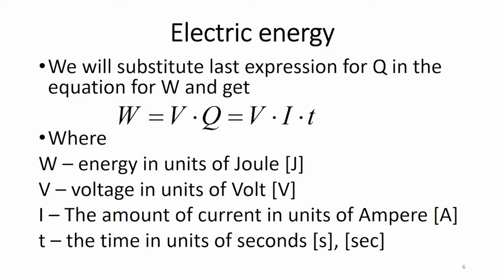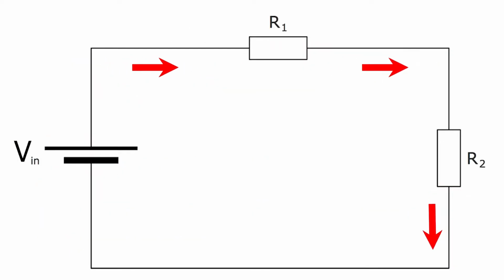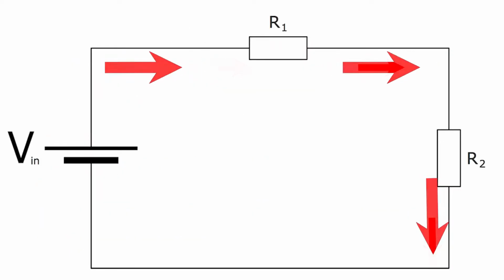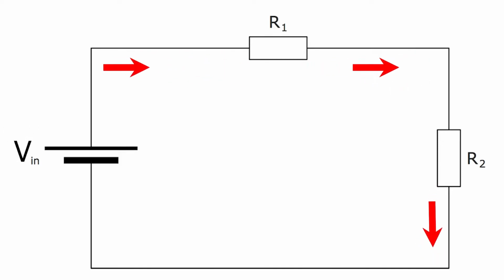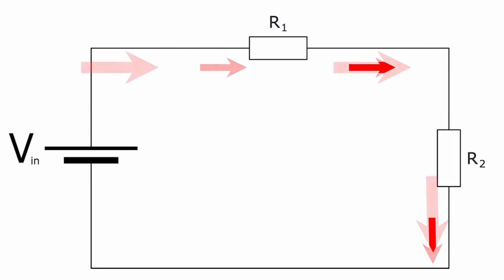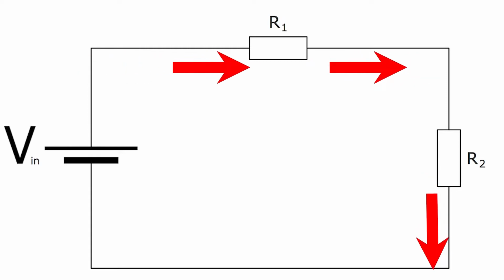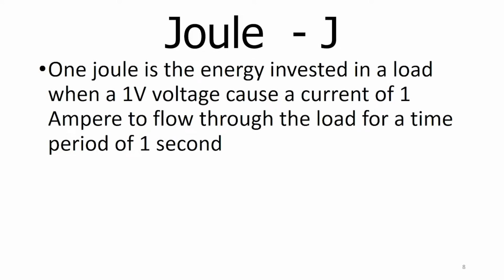I is the amount of current in units of ampere, and T is the time in units of seconds. The electric energy invested in the load is in direct proportion with the voltage supplied to the load, to the intensity of the current that flows through the load and the period of time that the current flows. The unit of electric energy is joule and is marked by the letter J. 1 joule is the energy invested in a load when a 1 volt voltage causes a current of 1 ampere to flow through the load for a time period of 1 second.